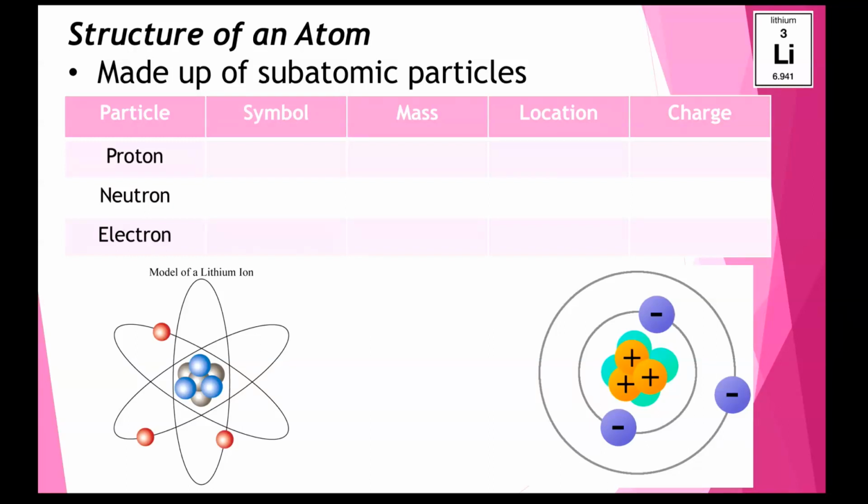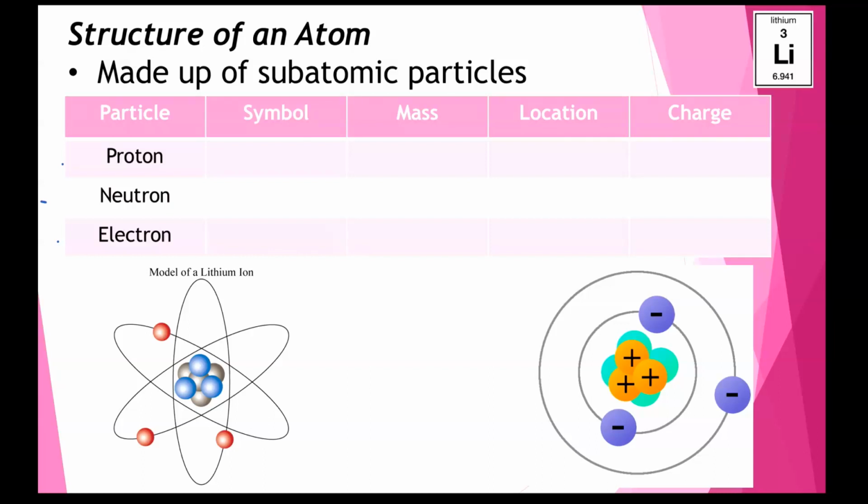So atoms are made up of subatomic particles. And these subatomic particles, we call them that because the prefix sub means under or smaller than the thing that they make up. So our subatomic particles are our protons, neutrons, and electrons. And you probably know all these subatomic particles and have heard their names before, but we're just going to review their different symbols, their mass, where they are located in the atom, and of course their charge.